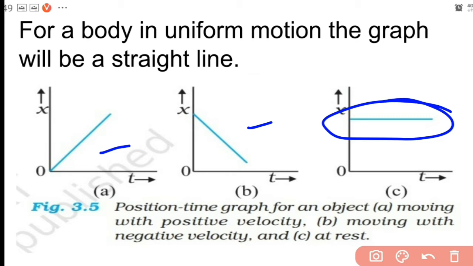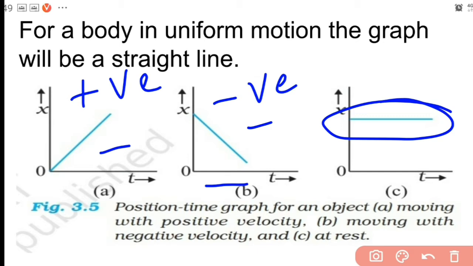In the first case, this slope is positive, isn't it? When you find x2 minus x1, you will get it to be positive. But in the second case, when you find the slope, you will get the slope to be negative. So here the average velocity is positive and here the average velocity is negative. This is how you should learn.